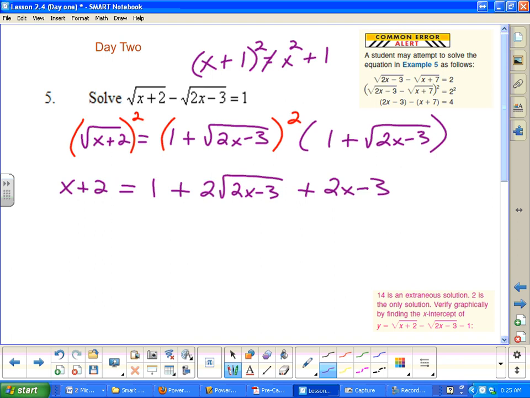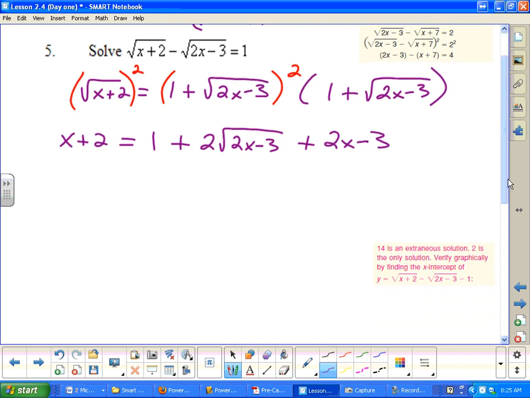Now, the only thing that happens here then is we need to move everything but the radical to the other side. And then we're going to have to square it again. So with these problems, you end up having to square it twice.